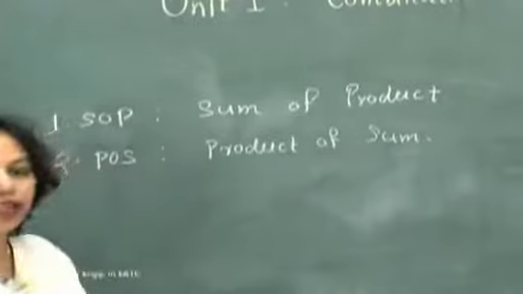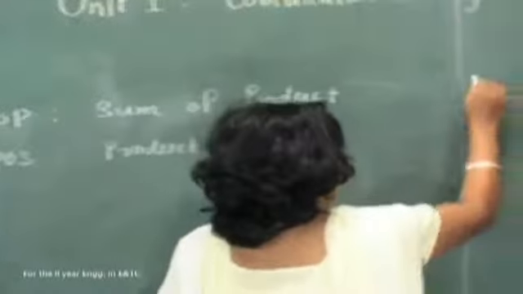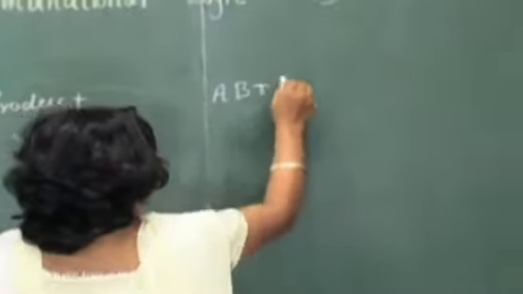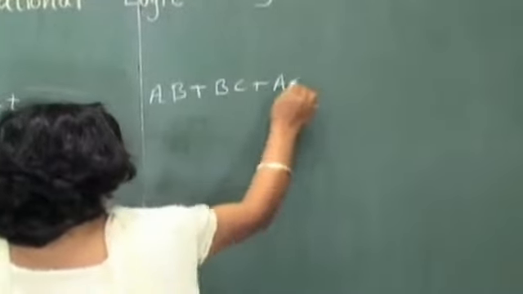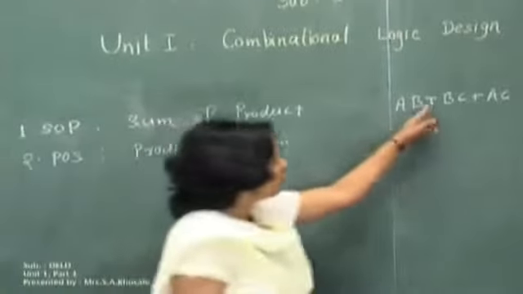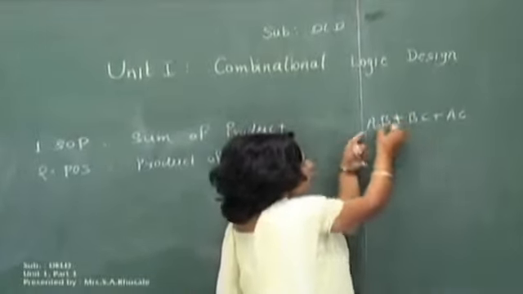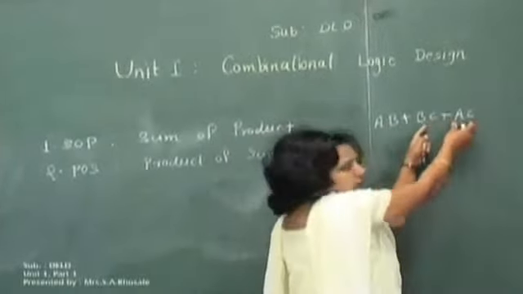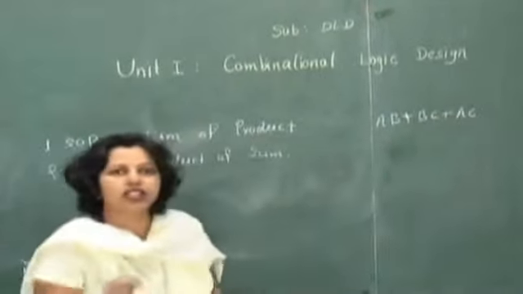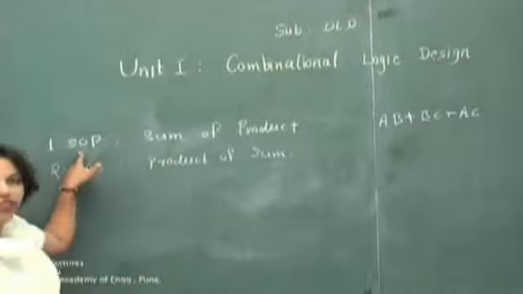Now for sum of product, see the example: AB plus BC plus AC. If you see this example, it is a sum of product terms. Here it is the sum of two-variable products, and similarly the others. That is why this is called a sum of product. That is the SOP form.